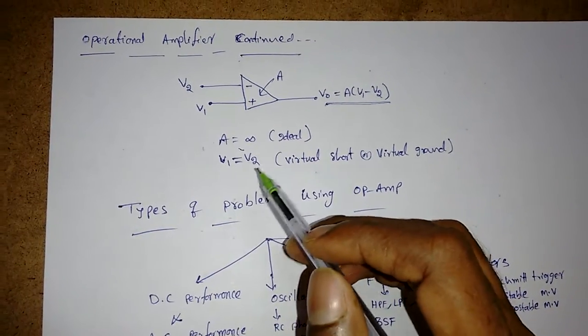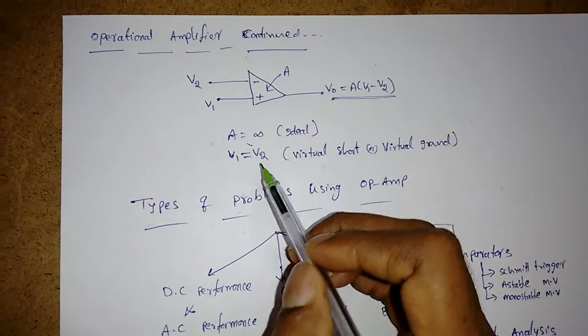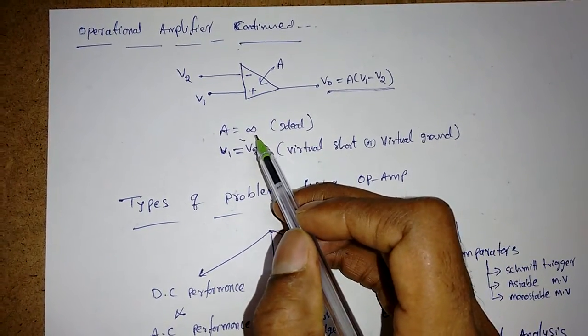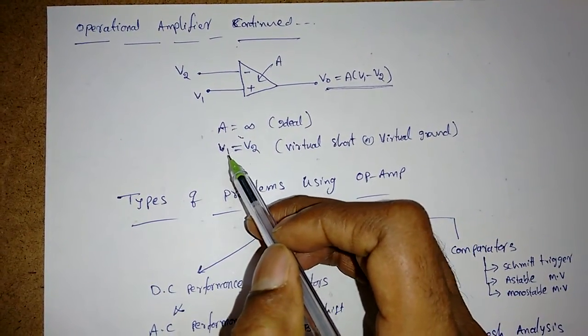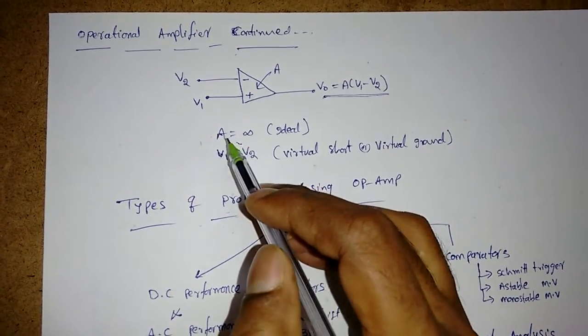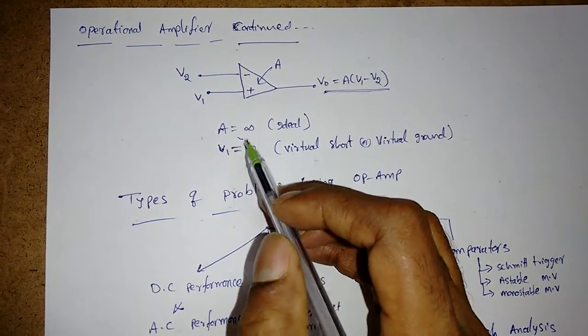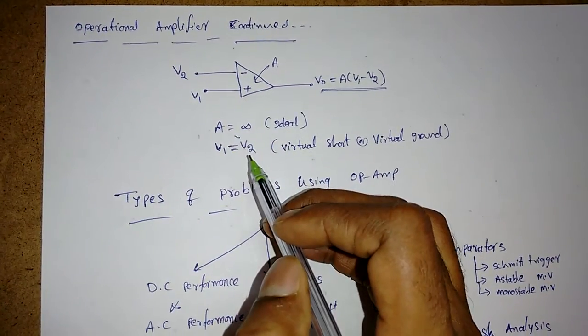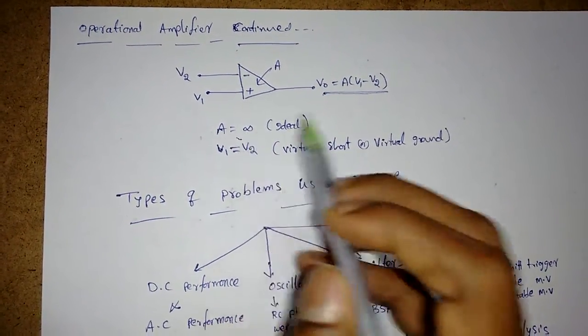In a different way we can say, to make the gain equal to infinity, we have to give V1 equal to V2, right? Or we can say, because gain is infinity, the two input voltages should become equal. So either way we can tell.